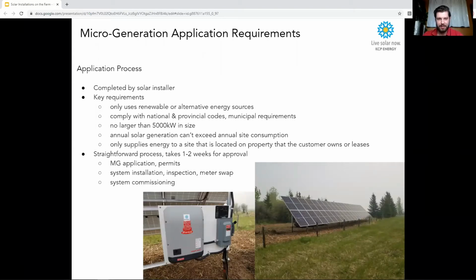So those are the basics on the application. So now that we know how big the system can be and how we'd actually go about applying for it, what are some of the specifics and equipment options that are available, because there are quite a few.